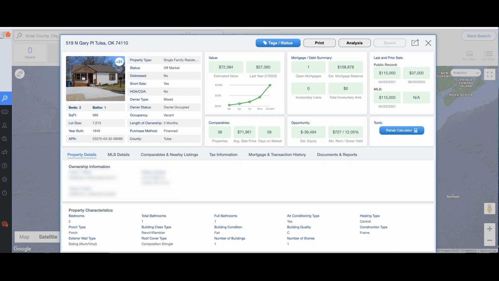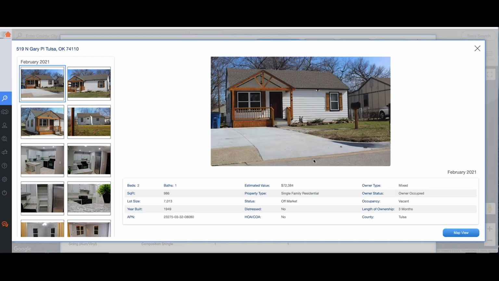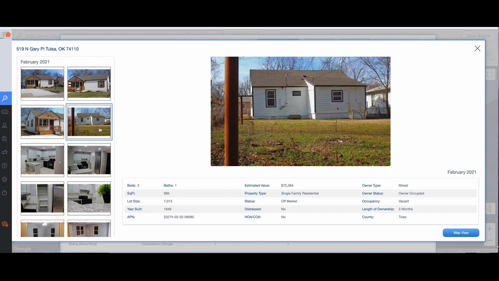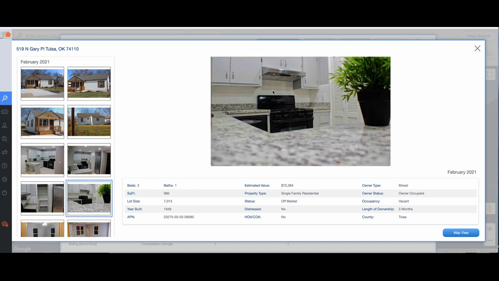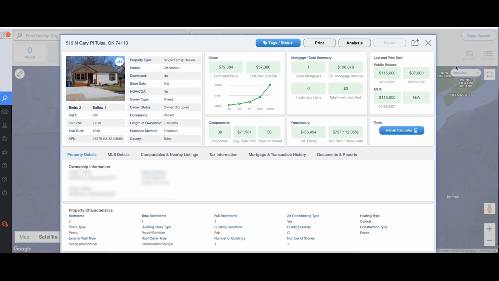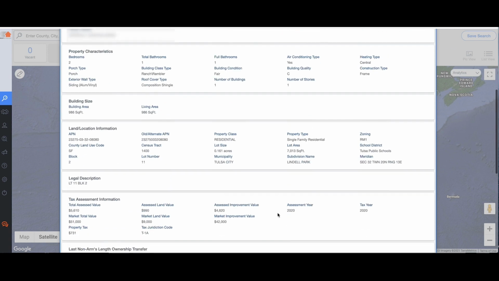Like, this is a total flip. This is a no-brainer. Look how pretty it looks, right? It probably was not like this when they bought it. Look, they fixed it up. They painted it really nice. They painted over the cabinetry, it looks like, and put some granite on top. Looks really pretty, right? So it was sold February 2021.